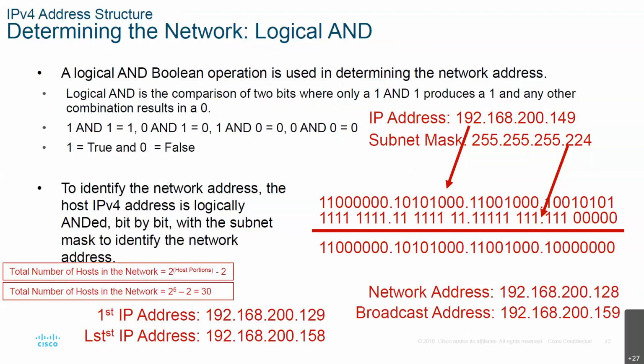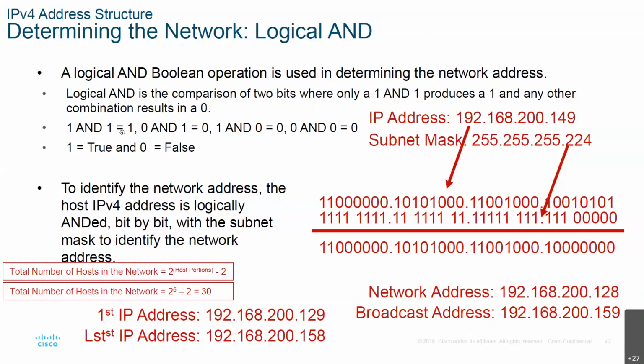Sir, can you please repeat how you got the last IP address 158? Okay, this is a video recording, so when I upload it, you can keep on repeating it. But I will repeat again for the benefit of you and everybody else. First I have my IP address and a subnet mask, correct? Now I convert my IP address into binary format, and I convert my subnet mask into binary format.